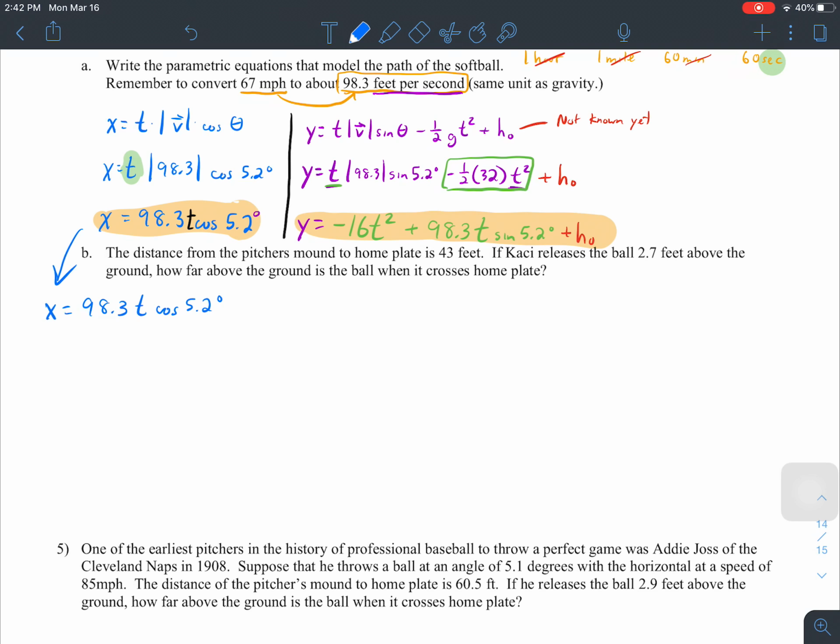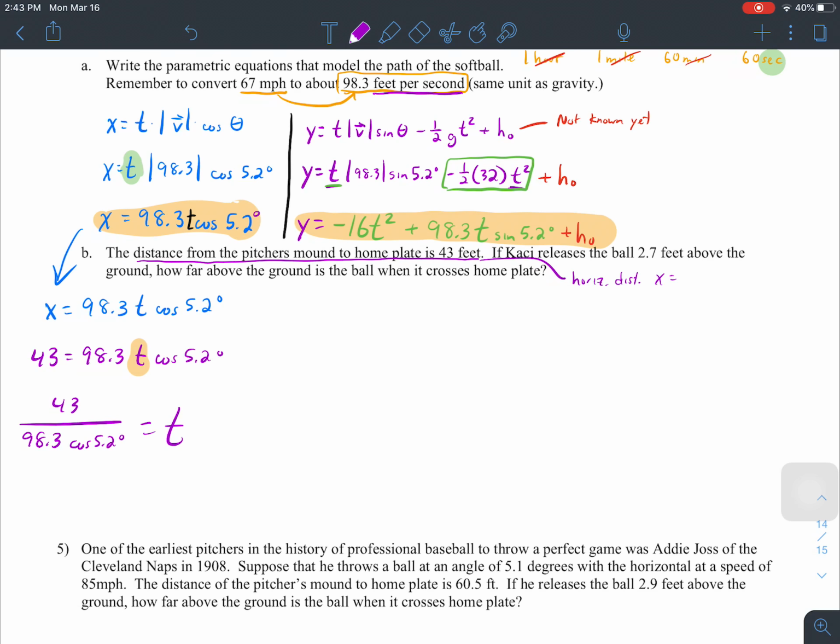So we know, based off what's given to us, the distance from the pitcher's mound to home plate is 43 feet. That is our horizontal distance. That is our x value. So I know 43 equals 98.3 t cosine of 5.2 degrees. Now if I want to solve for t, I'm going to take 43 and divide by the 98.3 and the cosine of 5.2 degrees. And that's going to give me my value for t.